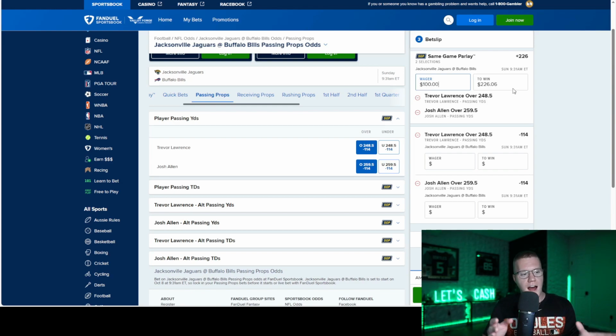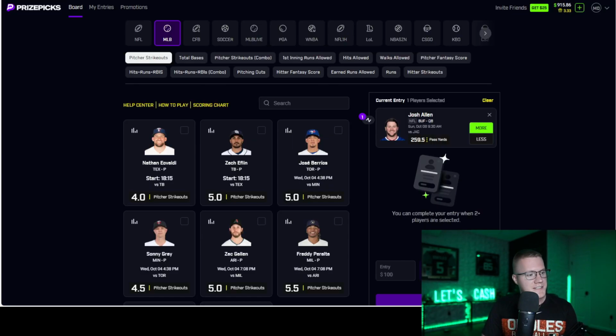So FanDuel is obviously altering these payouts. Why is that? Because these two plays are positively correlated. If Trevor Lawrence goes over his passing yards, then Josh Allen is more likely to go over his passing yards, right? Because the closer the game is, they're going to rely on their quarterbacks and throwing the ball, and that organically increases their percent odds to hit. The sportsbooks know this, and they adjust their payouts accordingly. They don't tell you that. They just alter it under the hood, which is, again, not that cool. But PrizePicks does not do that.